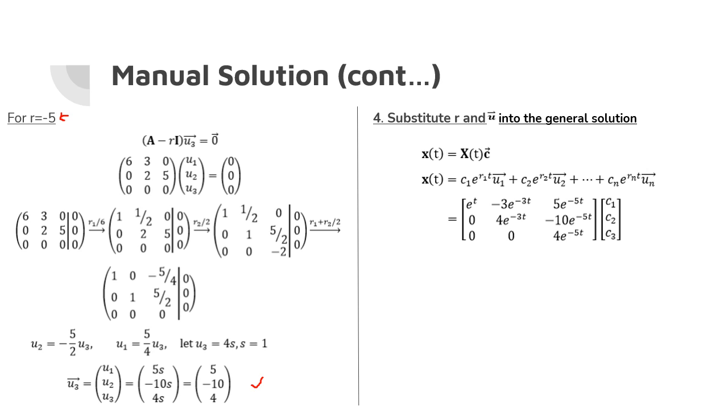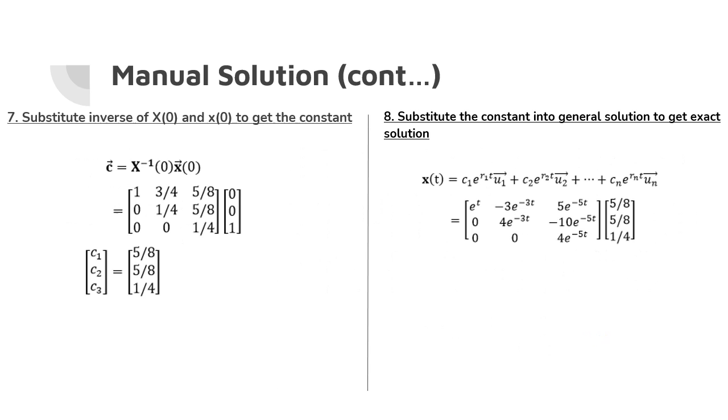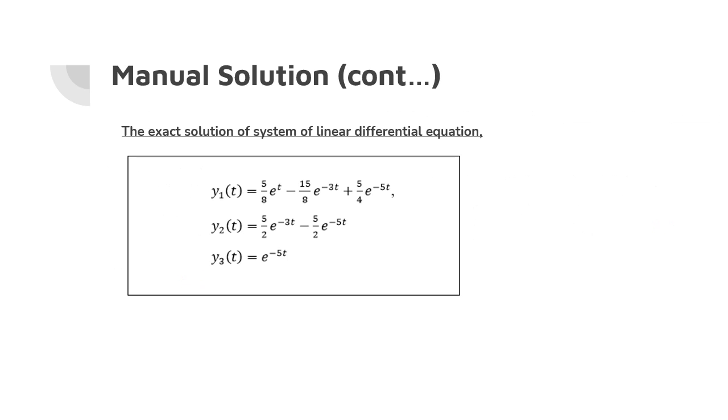The next step is we substitute the eigenvalues and the corresponding eigenvectors into the general solution, and we will have as follows. The next step is we want to find the constants using the general solution equal to the fundamental matrix multiplied by the constants. Next, we need to find the inverse of the fundamental matrix and multiply it by the initial value to get the constants. The last step is we substitute the constants into the general solution to get our exact solution. So, this is our exact solution.